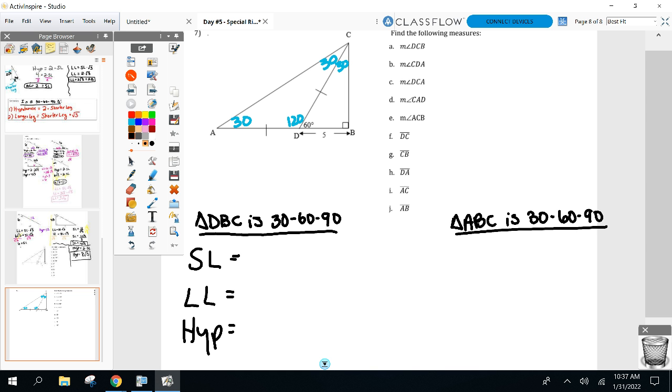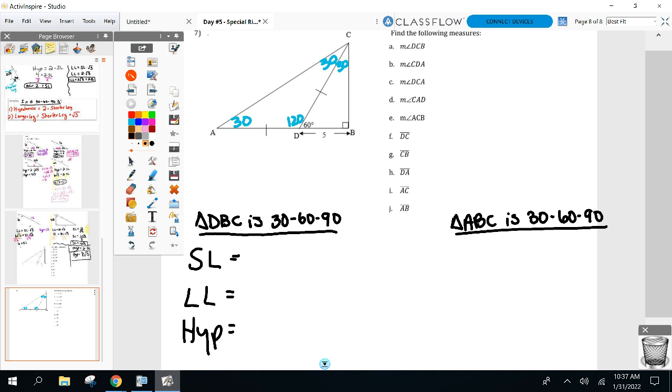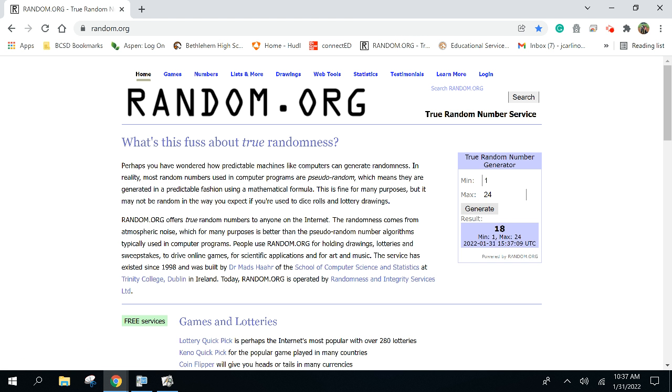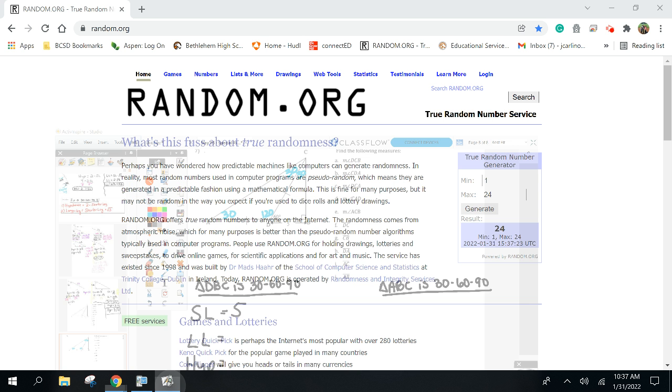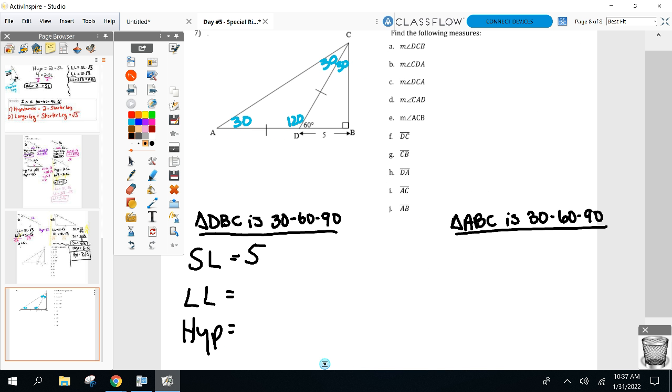All right, let me go back to you guys. What is the 5? Other than DB, what type of leg or hypotenuse? What do we got for me? The shorter leg is 5. Good. Shorter leg's 5. Use your rules. What's the longer leg? The longer leg is 5 radical 3.